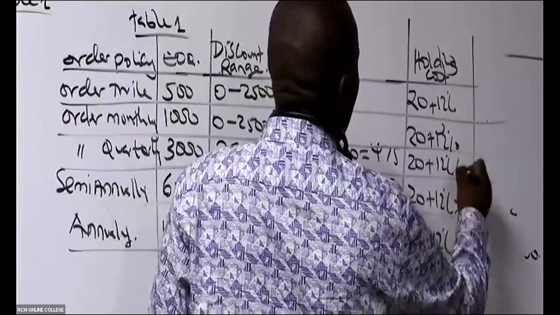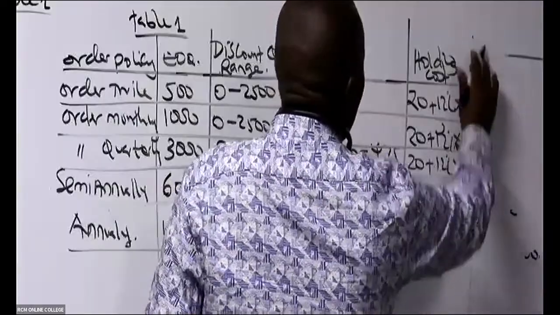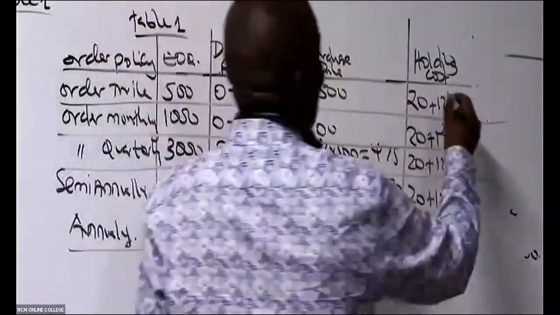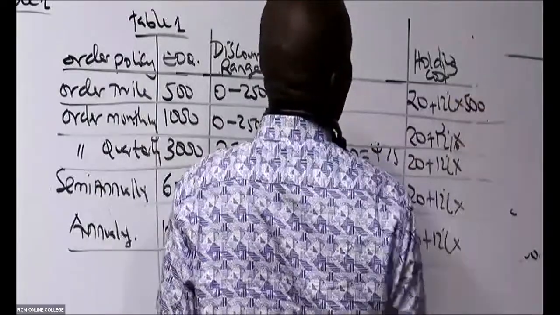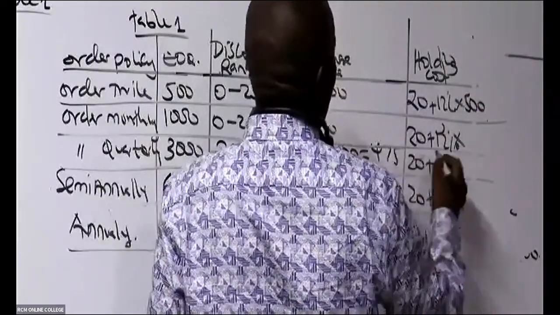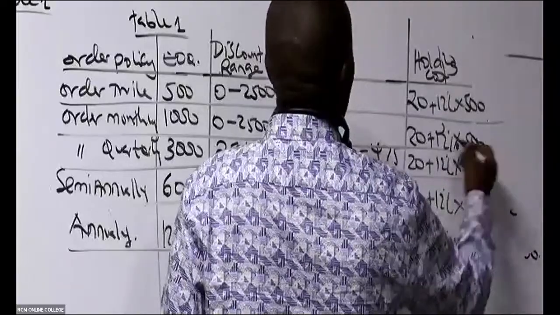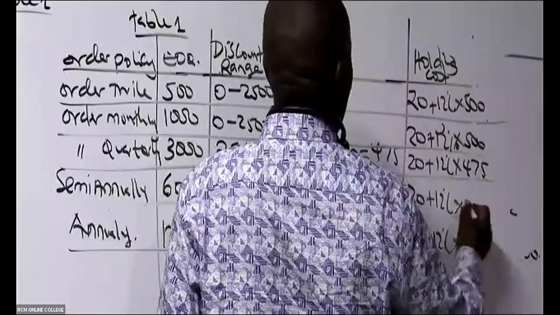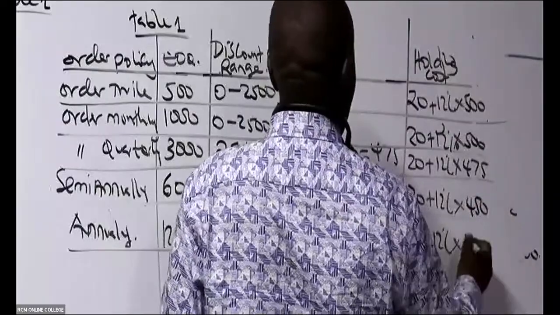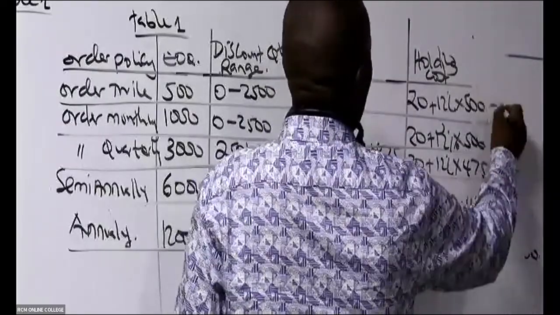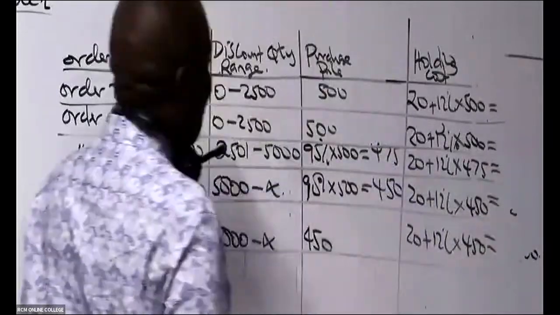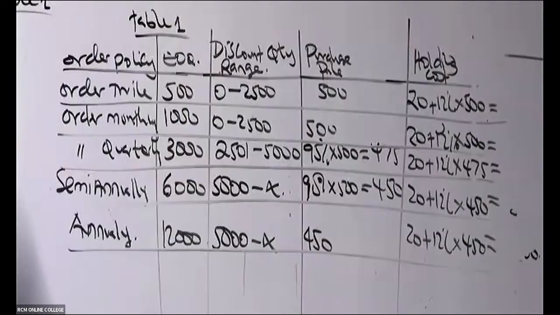Of the purchase price. Now the purchase prices are different. So 500 here. Here we have 500 as well. Here we have 475. Here we have 450. Here we have 450. So is there somebody who is able to give us these numbers?